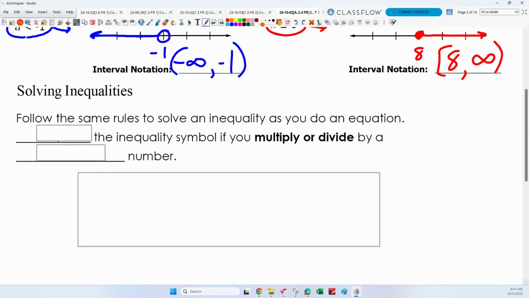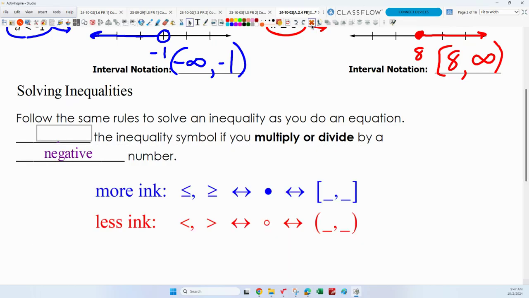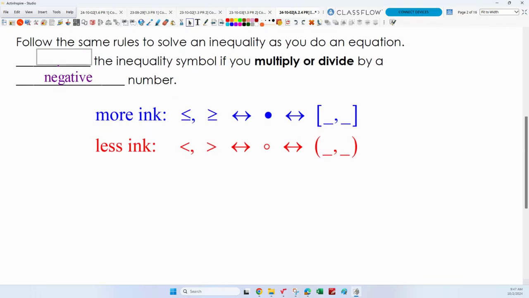Something that might be helpful, I'll give you a little way of remembering things here. All the things that require more ink to draw go together, right? Inequalities that include an equal sign take a little bit of extra ink to draw the equal sign compared to not drawing it, right? It takes a little bit of extra ink to fill in the endpoint to make it closed, and it takes a little bit of extra ink to make a bracket compared to a parenthesis, right? So all the things that take more ink go together. The things that take a little bit less ink go together.